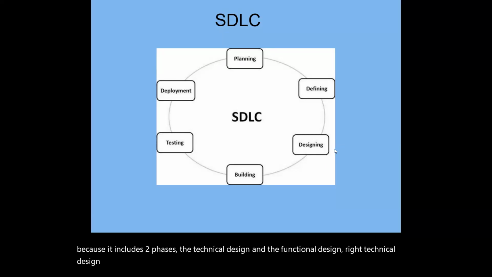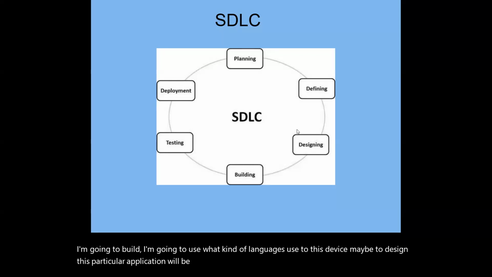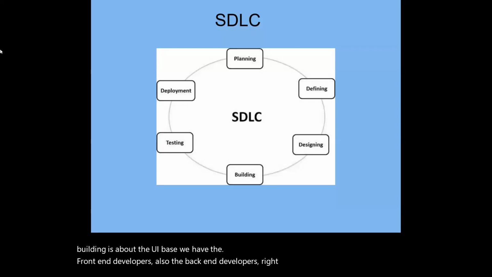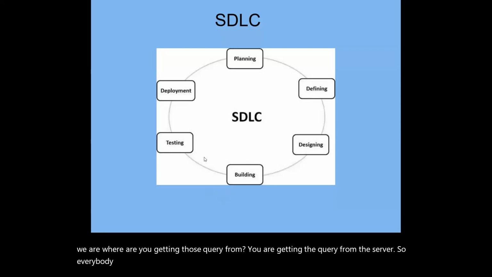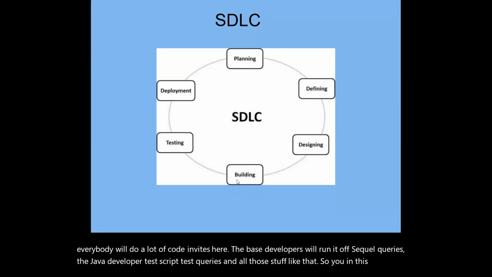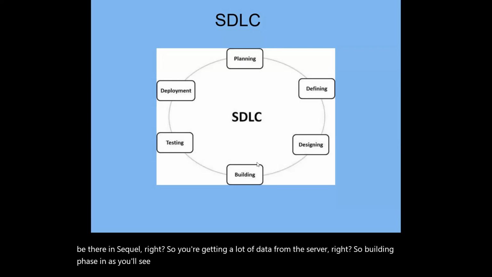The technical design is done by your team lead, manager, and test lead. What kind of framework are we going to build? What kind of language will we use to design this particular application? It's going to be Java or Python and so on. Building is about the UI base. We have the front end developers and also the back end developers. We get those queries from the server. Everybody will be doing a lot of coding here. The database developers will be running a lot of SQL queries, and the Java developers will write a lot of test scripts and test cases. In this training you'll be learning SQL, because you're getting a lot of data from the server. So the building phase in SDLC is all about coding.